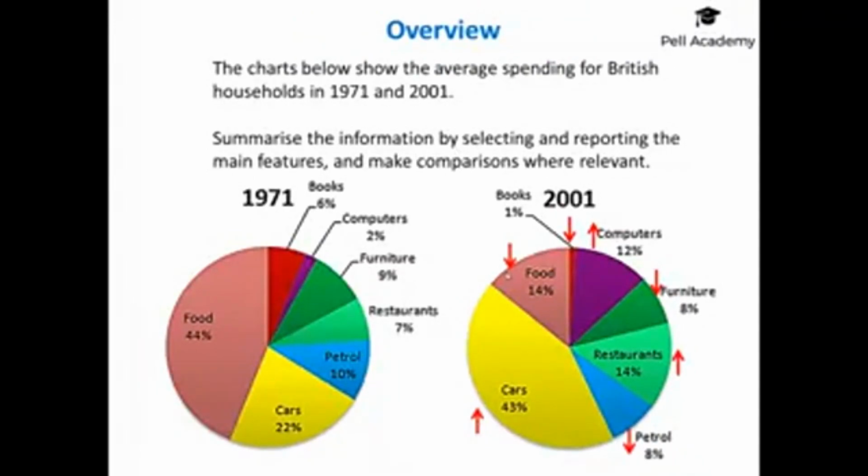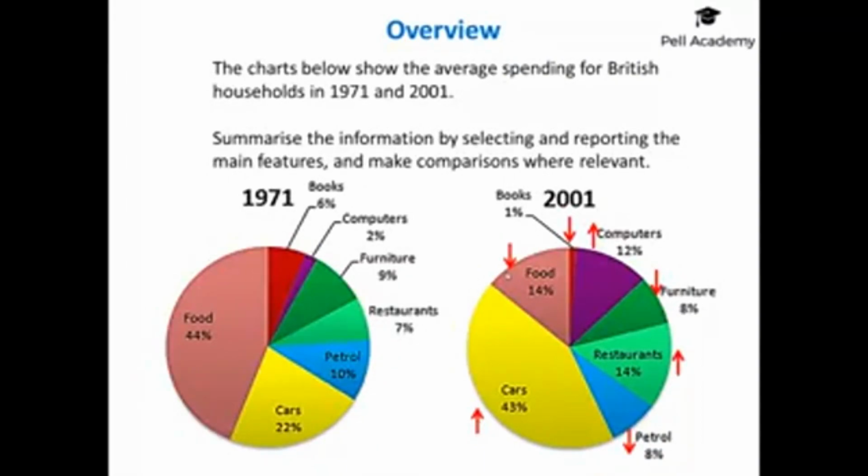Now, because like I said earlier on, there are 7 categories, it would take quite a few words to say each one in the overview. So for example, if you were to say overall between 1971 and 2001, there was an increase in the percentage spent on cars, restaurants and computers, while there was a decrease in the percentage of food, books, furniture and petrol. So that takes quite a few words to say that. I mean, again, it's an accurate overview.